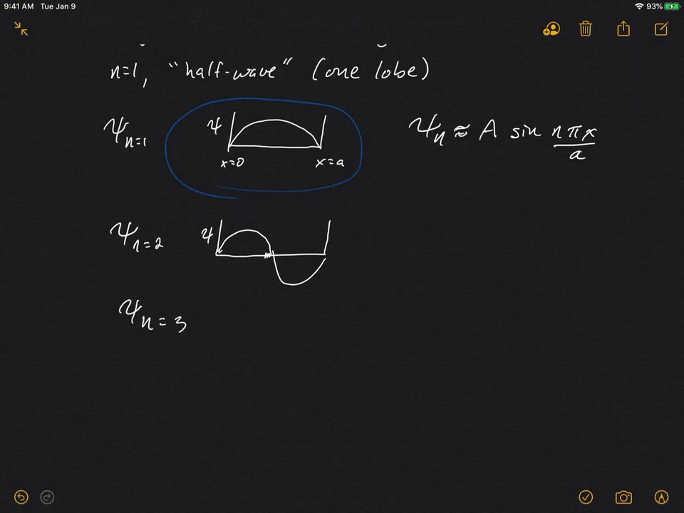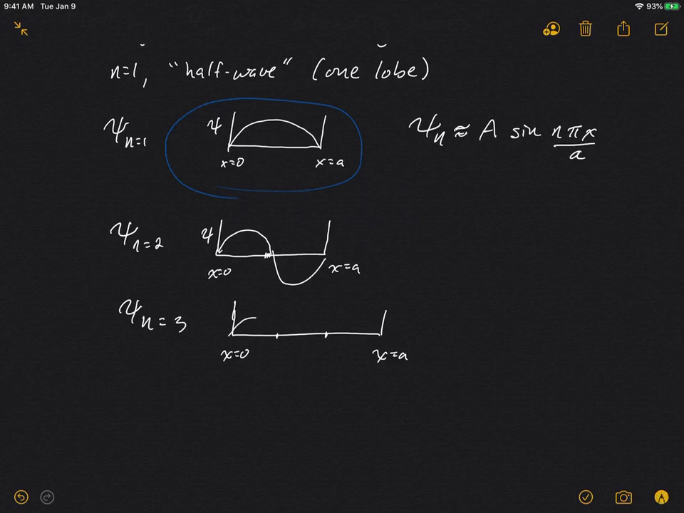Is going to have 3 lobes. And so it's going to have zeros at roughly 1/3, or at exactly 1/3 of the way into the box, and 2/3. And it's going to look something like this. These aren't perfect sketches, but I think you get the idea.